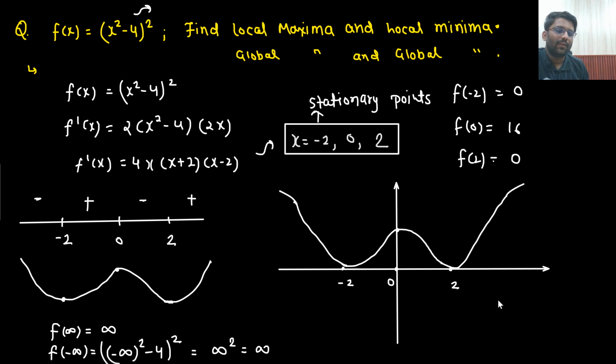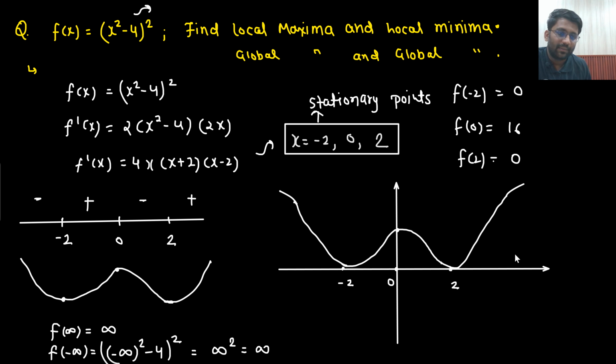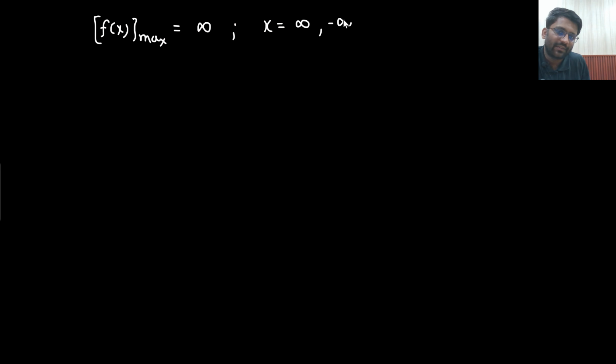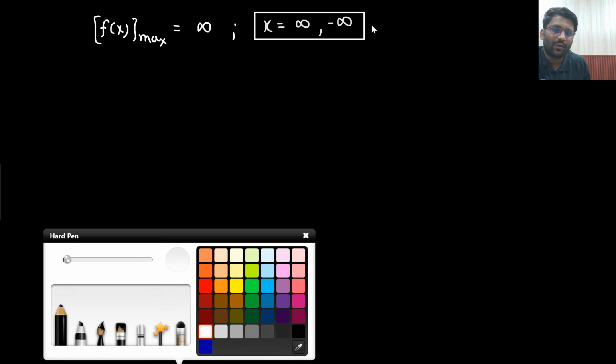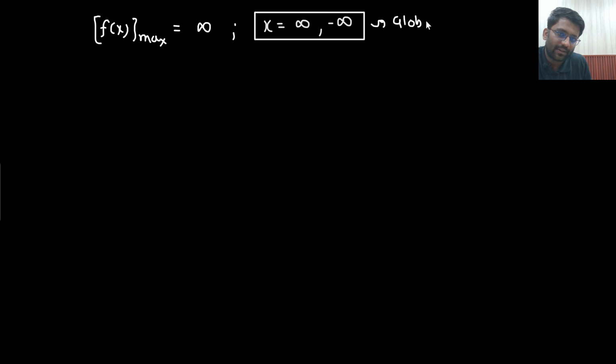Okay. Now what is the maximum value your function f(x) is attaining? Sir, the maximum value my function is attaining is infinity. And where is it occurring? It is occurring at x equals plus infinity and minus infinity as well. So I am having 2 points of global maxima. These are the points of global maxima. 2 points we are having, plus infinity and minus infinity.